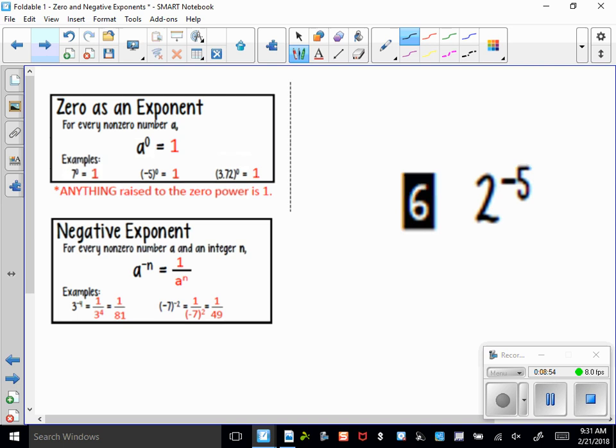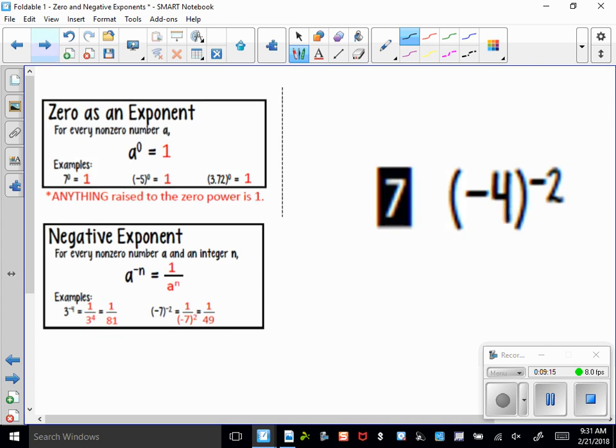All right, next one. So this is like an invisible 1 here. So when I take the reciprocal of it, I'm going to have this. 1 over 2 to the positive 5. And 2 to the 5th power is what, 32? So you got to say 1 over 32 as the final answer.